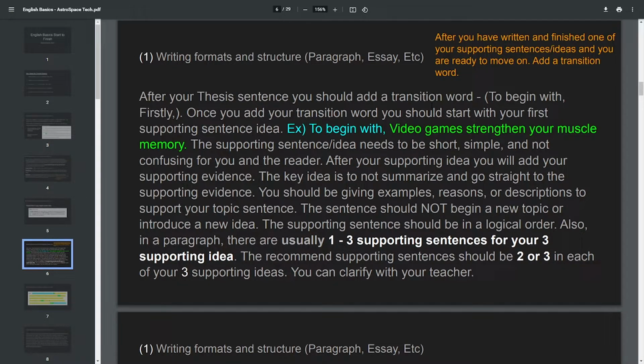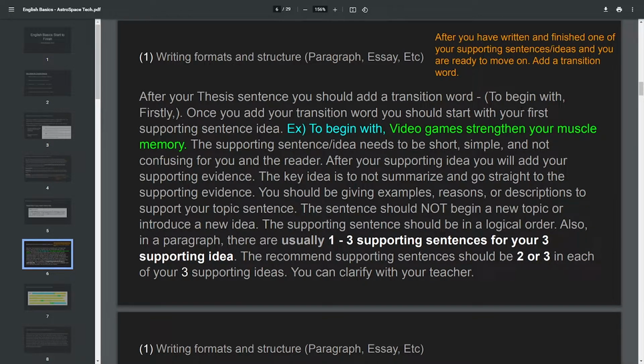So after your thesis sentence or statement, you should add a transition word, like to begin with, firstly. Once you add your transition word, you should start with your first supporting sentence idea. So after your thesis statement, you have your transition word, which is in blue, to begin with. Then your first supporting sentence idea, video games strengthen your muscle memory. The supporting sentence or idea needs to be short, simple, and not confusing for you and the reader.